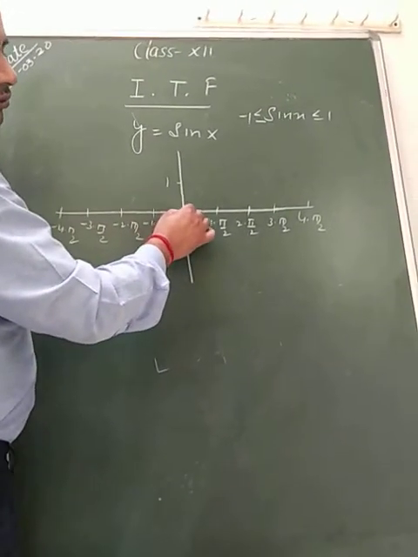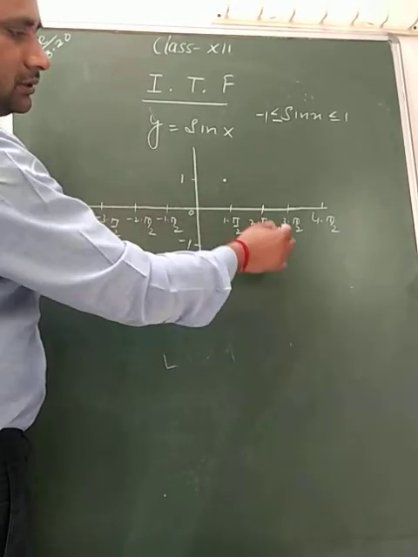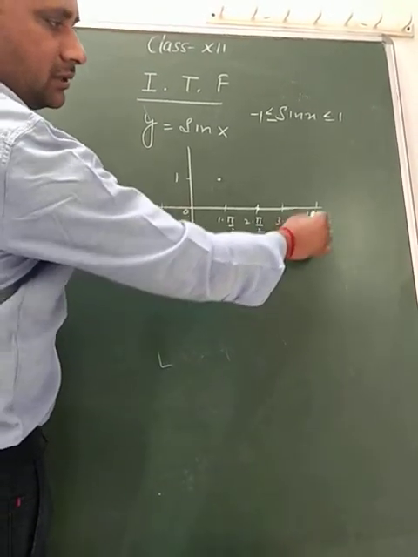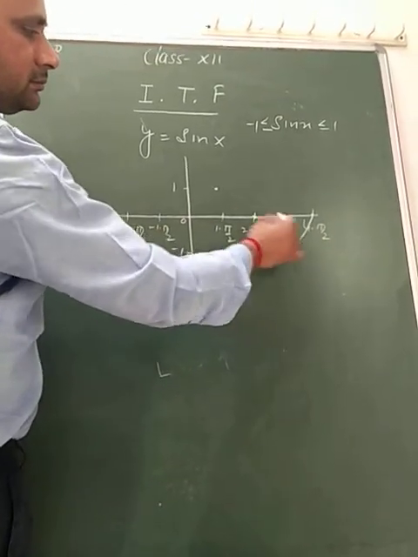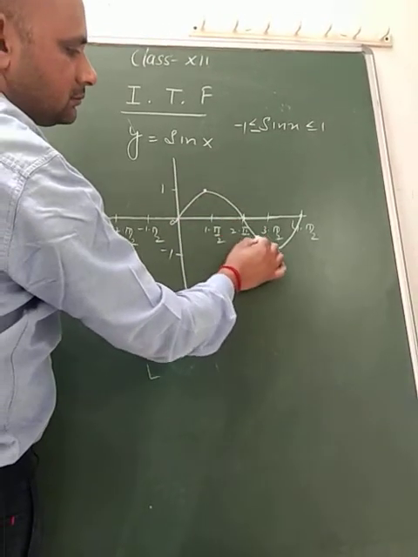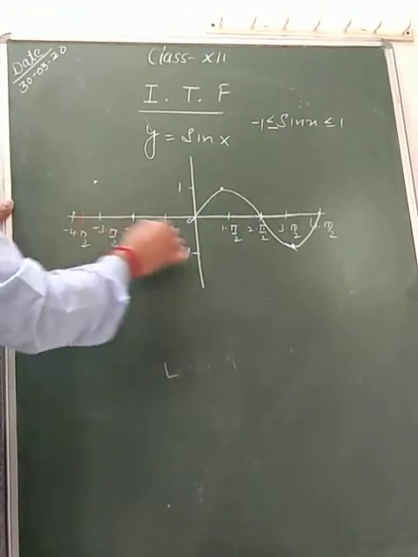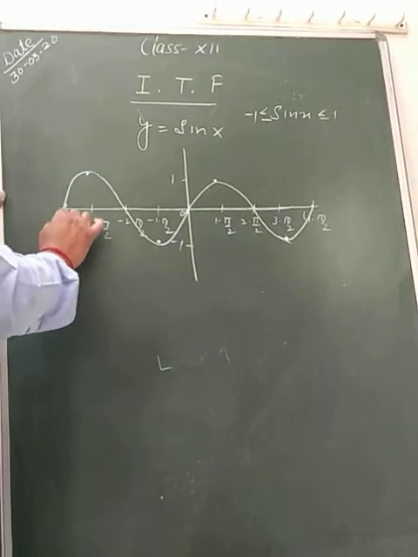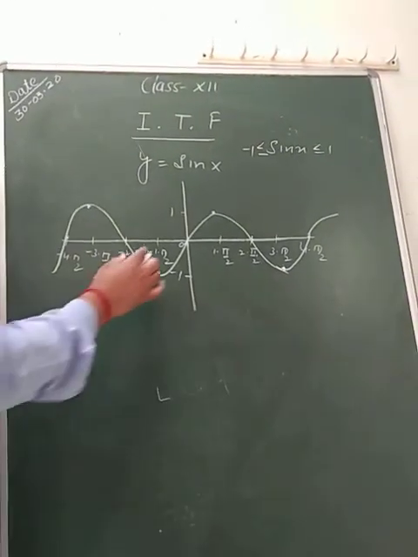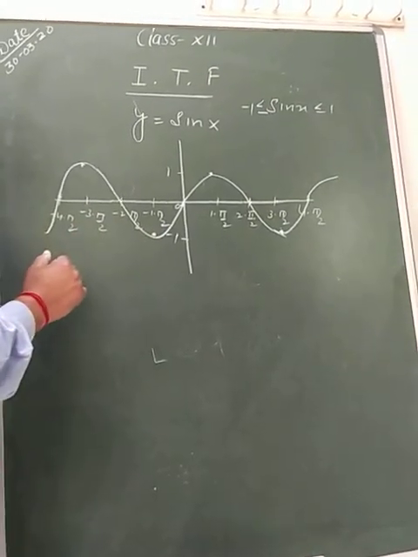Now sin 0 is 0, sin pi by 2 is 1, sin pi is 0, sin 3 pi by 2 is minus 1, sin 2 pi is 0. Similarly, sin of minus pi by 2 is minus 1, and so on. Now you can see that here the sine function is many-one and not onto.